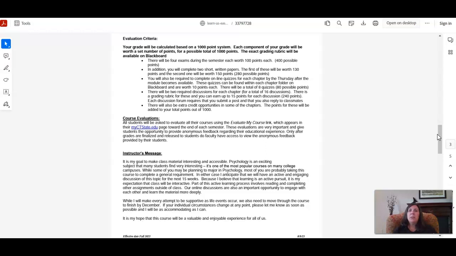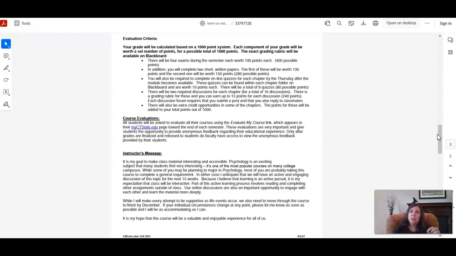The second paper is about a 2-page paper. So these are not long papers, but they do ask you to learn to think about research in psychology, to learn how to write effectively about that research, and how to think about research topics. Those 2 papers together are 280 points. And then you have a few smaller things.